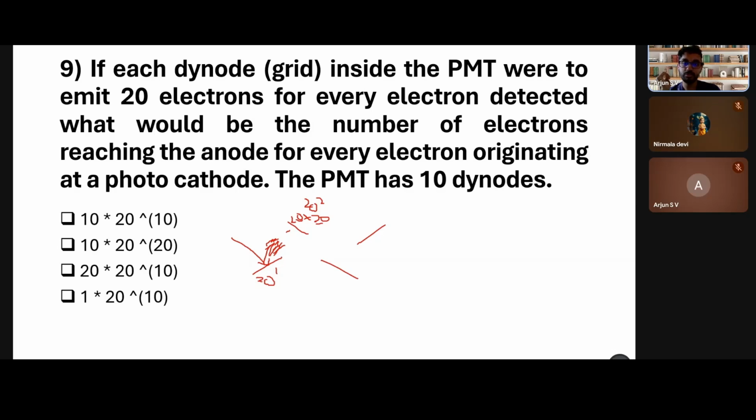So this will be 20 power 1, 20 power 2, 20 power 3, 20 power 4, and so on. They are saying that the PMT has 10 dynodes, so the total number of electrons reaching the anode will be 20 power 10. We have the option here as 20 power 10. So the correct answer will be 1 into 20 power 10.